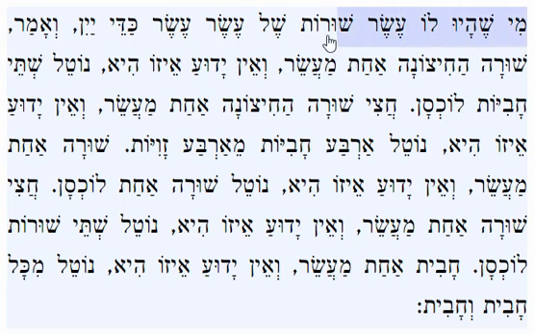Misha Hayulei Eser Shurais, if someone had 10 rows, Eser Kadeyayin, and in each row there are 10 barrels of wine. So the person has 1, 2, 3, 4, 5, 6, 7, 8, 9, 10 rows, and each row has 10 barrels of wine down along the rows. Va'amar, and the person said, and the Mishnah is going to present 5 possible things that the person said and teach us the din in each of them.